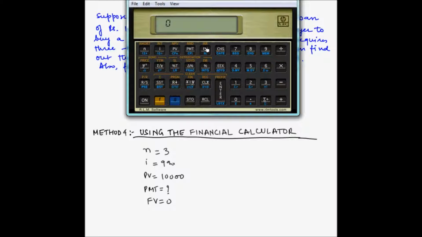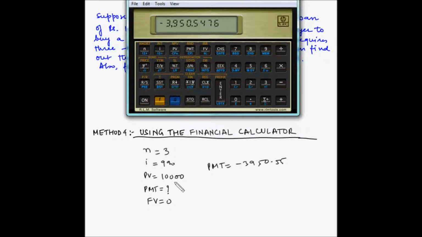0 is the future value, and now we'll click on payment. So the value comes out to 3950.55. So the payment amount is minus 3950.55, because we are rounding off to 2 decimal points. So this negative sign indicates that this is an outflow from our pocket.